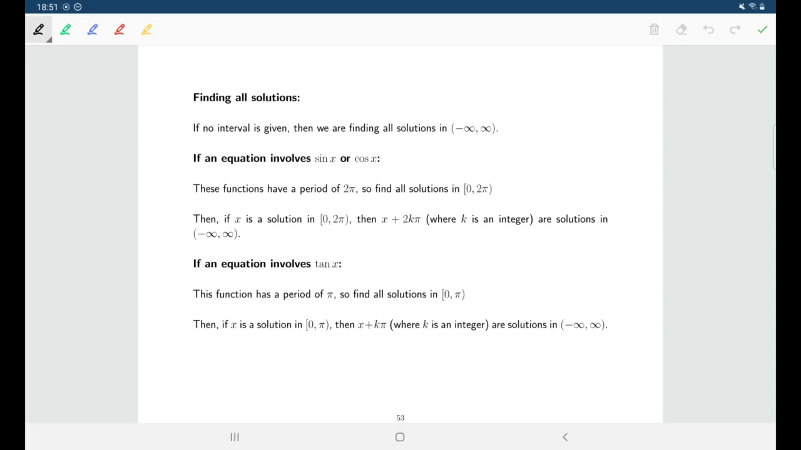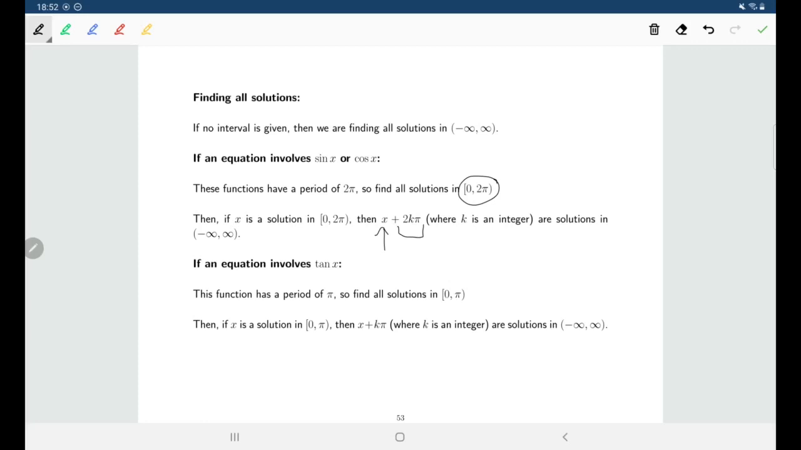To start with, if we're looking to find all the solutions, then we're looking to solve over all real numbers from negative infinity to positive infinity. And this is relatively straightforward to do because if you're solving an equation that involves sine or cosine, you know that those functions have a period of 2 pi. So first find all the solutions within one full revolution, and then all the solutions that you find will be coterminal to those angles. So it'll be whichever angles you found plus any multiple of 2 pi. And that's what I'm writing here.